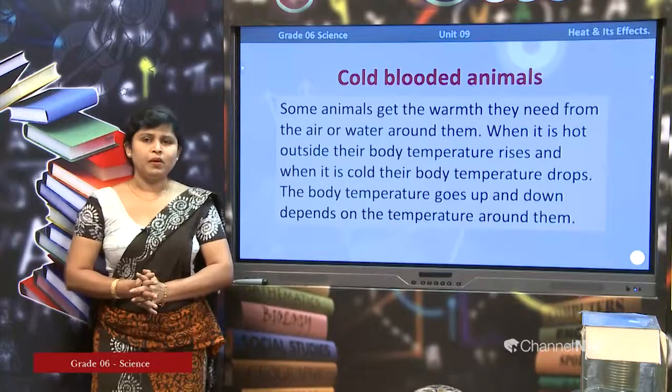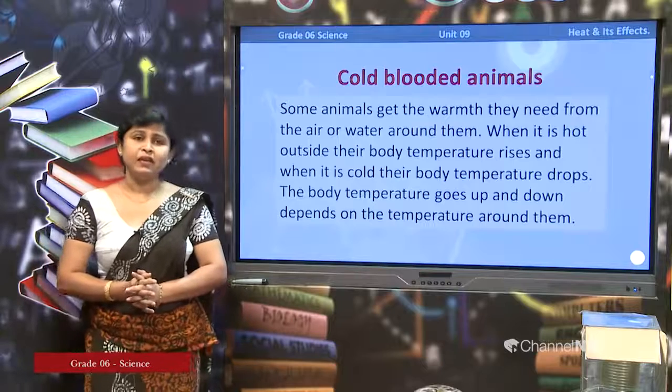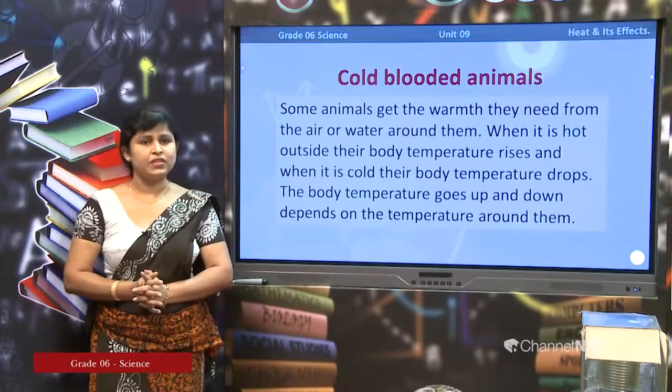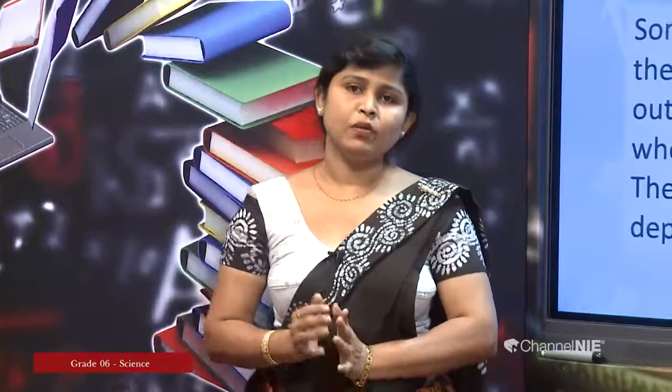So, I am describing cold-blooded animals. These animals can't maintain their body temperature at a constant level. Their body temperature varies according to the temperature outside, right? When the outside is hot, their body temperature rises, and when the outside is cool, their body temperature drops. So, that is the nature of cold-blooded animals.